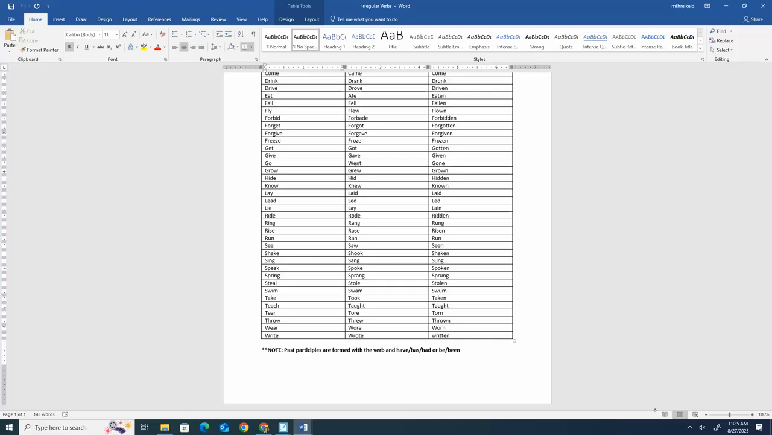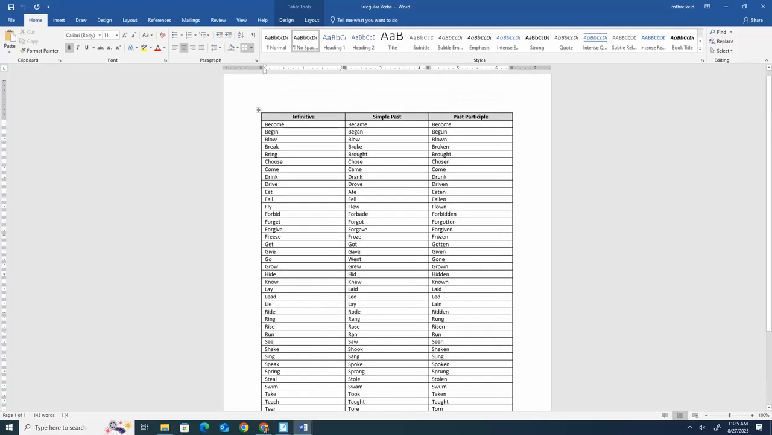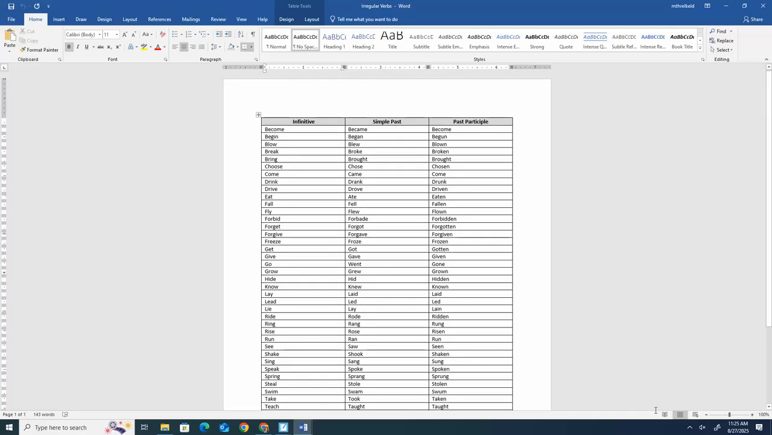It says that the past participles can be formed by adding have, has, or had, or a form of be. So you won't just say, for instance, become, you'll see has become, you'll see that word with it. So that's just kind of showing you some of the more common ones that it'll test over, like become, became, begin, began, begun, those types of things.